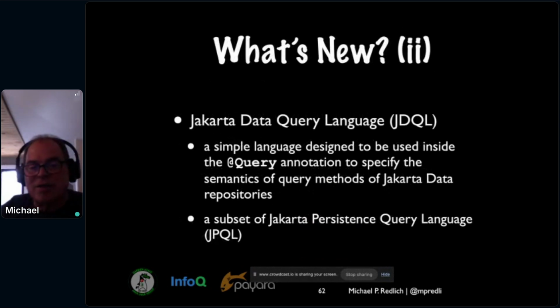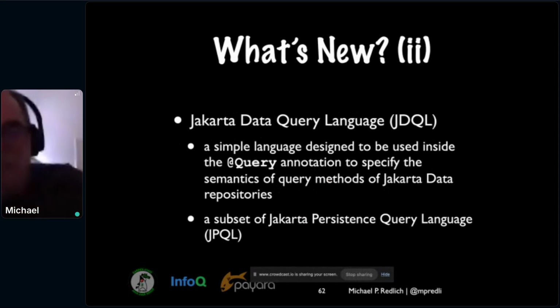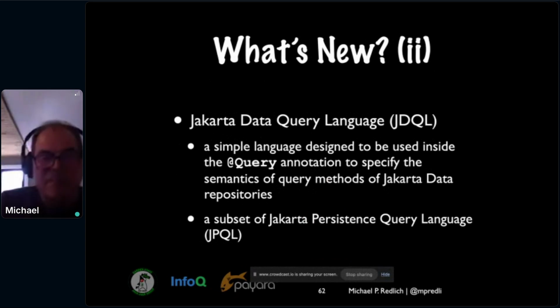There is a Jakarta Data query language, which is quite new. It was right before we went with 1.0 that we decided to add it on. It's a simple language designed to be used inside a query annotation to specify the semantics of query methods of Jakarta Data repositories. This is a subset of Jakarta Persistence query language. I wish I had a chance to provide an example on that, but I did not. But hopefully at some point I'll be able to demo that.